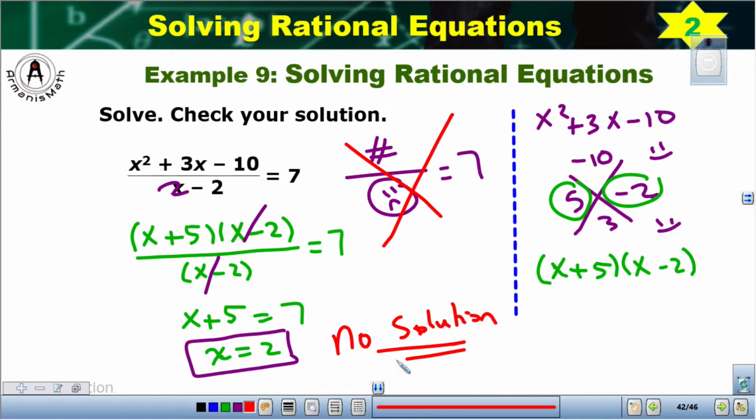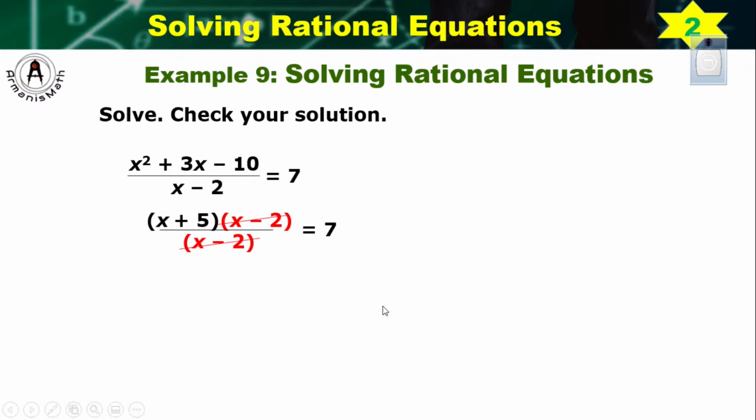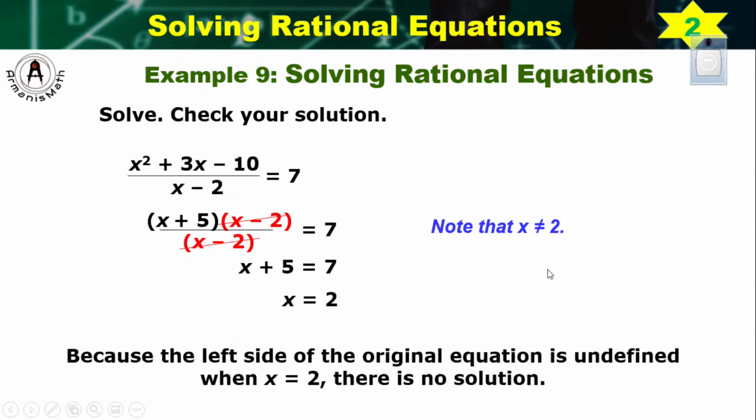Yep, extraneous solution. All right. It is undefined. There's no solution.